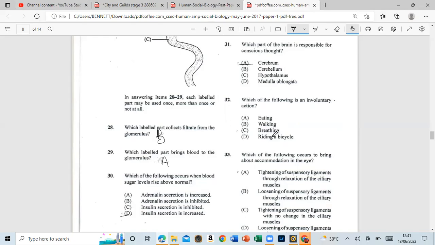Which of the following is an involuntary action? Eating, walking, breathing, riding a bicycle. And that is C.